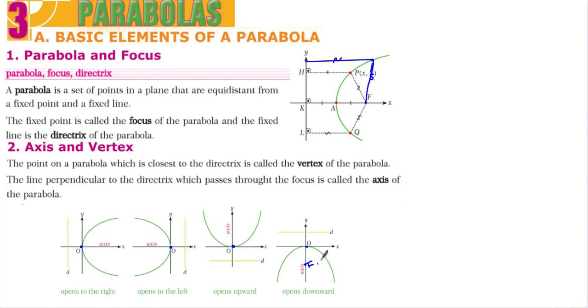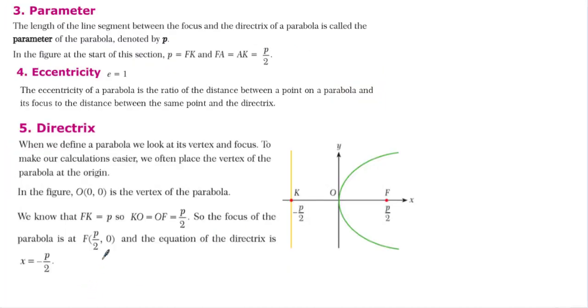This is on the axis. This is the focus point. It is on the x-axis, and this point is the focus, it is on the axis. Okay, let's continue with the other definitions.